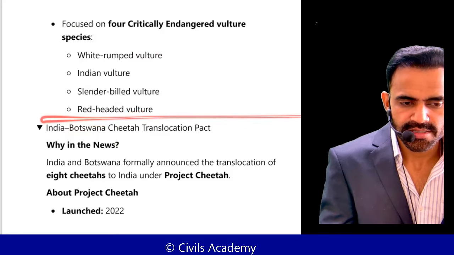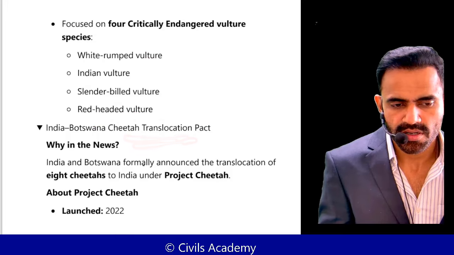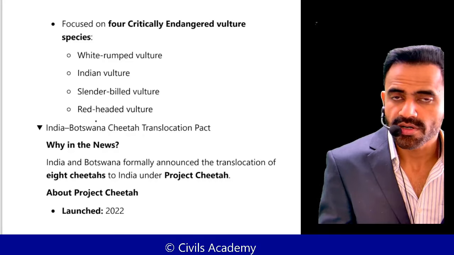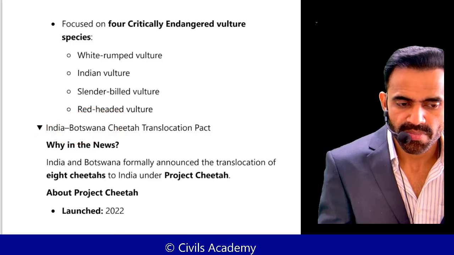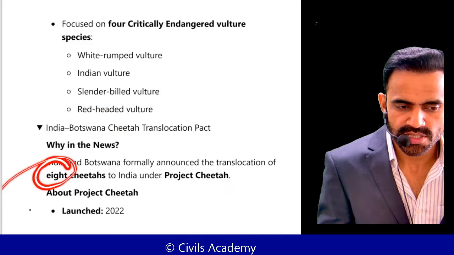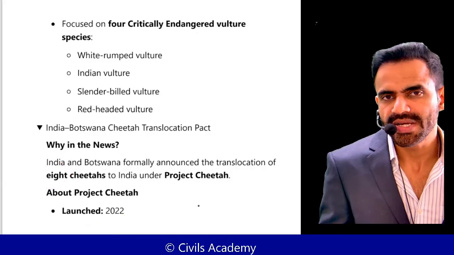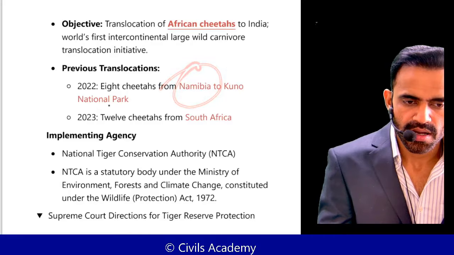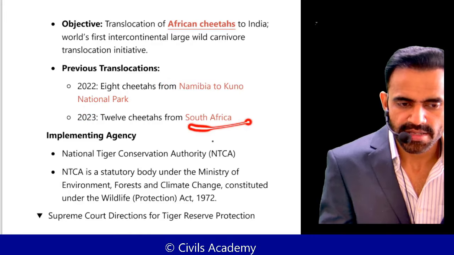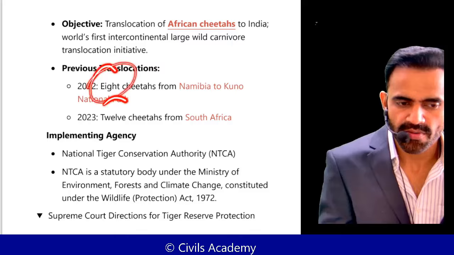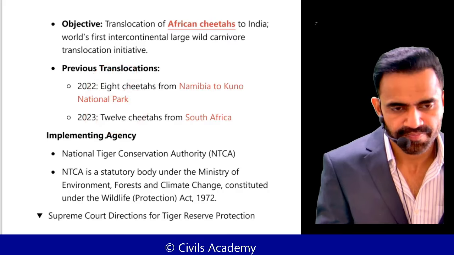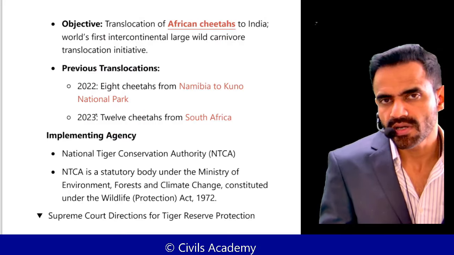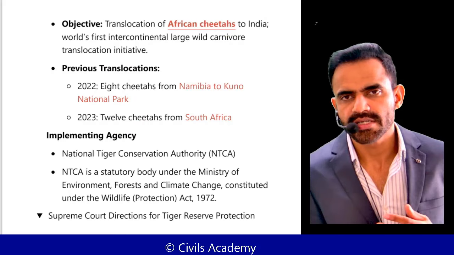Next is related to the cheetah translocation project. We are planning to translocate cheetahs from Botswana. Under this project, how many cheetahs? 8. This was launched in 2022. We have already imported cheetahs from Namibia to Kuno National Park and from South Africa. Eight were from Namibia and 12 were from South Africa. So we are translocating African cheetahs. Why so? Because the cheetah became extinct in our country, I think, in 1952.